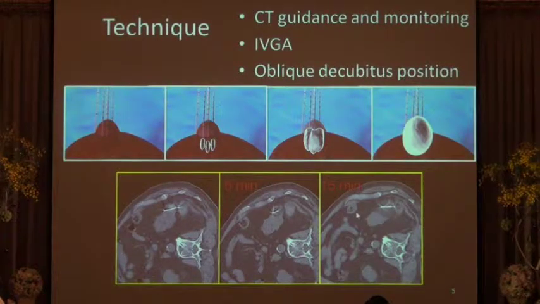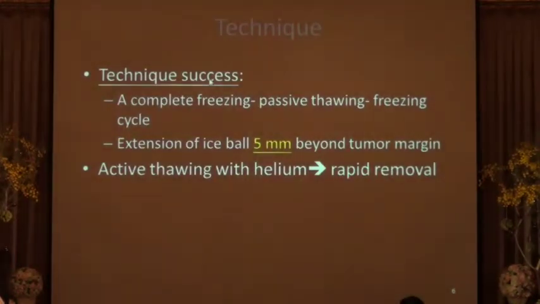The bottom images were from a real case. After insertion of the cryoprobes, we started the freezing cycle. And after 5 minutes, the scan demonstrated the ice ball as a well-defined low-density area, which had not yet extended beyond the tumor margin. So we kept on the freezing cycle, and after 15 minutes, we can see the ice ball had extended beyond the tumor margin by at least 5 millimeters. And this is the first requirement for the technique success.